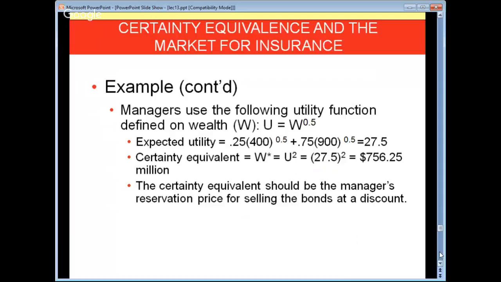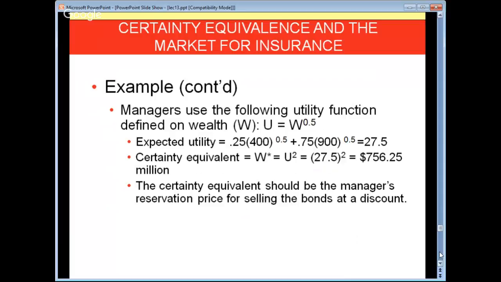Right? So in this case, the manager's expected utility is going to be 0.25 times the square root of 400,000 plus 0.75 times the square root of 900. I'm sorry, 900 million, not thousand. Okay. And that gives me an expected utility for holding the bonds of 27.5.